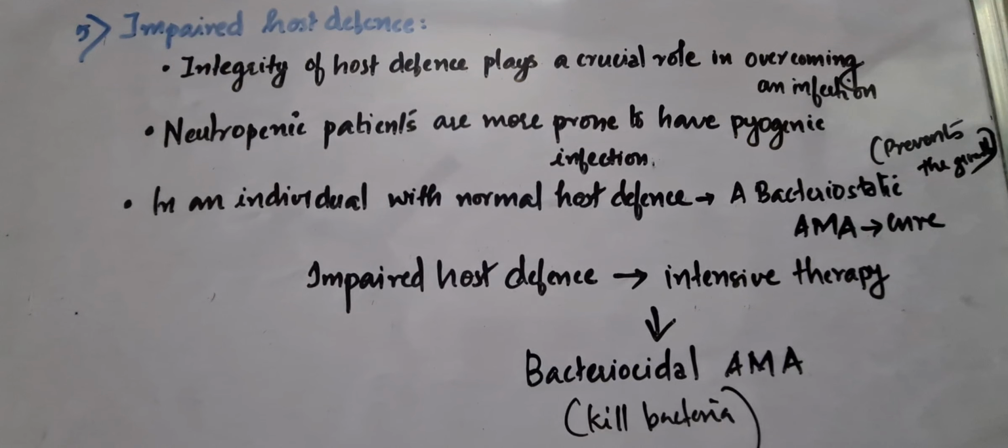Next one is impaired host defense. Integrity or strong host defense plays a crucial role in overcoming an infection. Neutropenic patients are more prone to have pyogenic infection. A person who is having a normal host defense, in that person we can use a bacteriostatic antimicrobial agent which can bring in cure for the patient. Bacteriostatic means which prevents the growth of bacteria. If an individual is having an impaired host defense mechanism, he or she will require an intensive therapy with bactericidal antimicrobial agents.